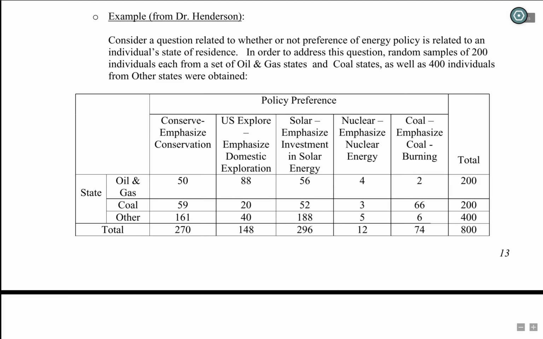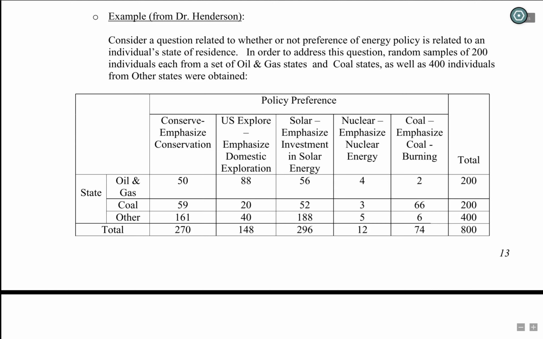What's different here is that we have fixed the sample size per individual population that we are studying. Overall we're studying 3 populations: coal states, oil and gas states, and other states. We have fixed the size of the sample with respect to those 3 populations, and then counted the number of occurrences for conserve, U.S. explore, solar emphasize, and so forth.